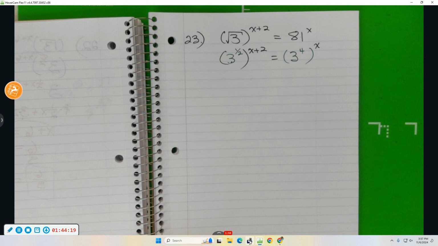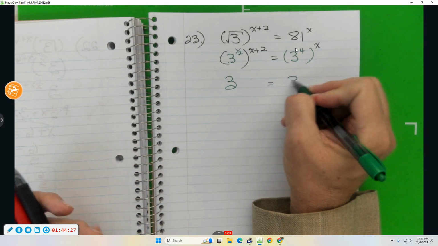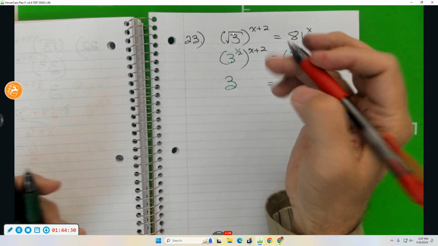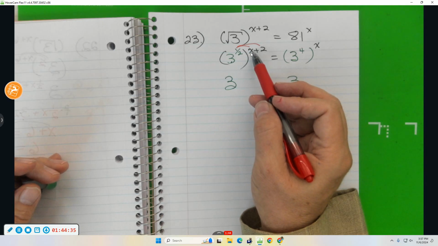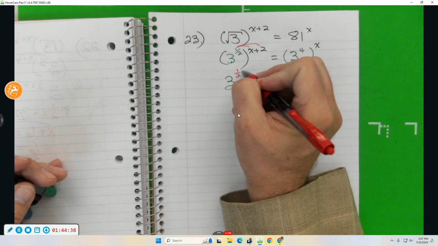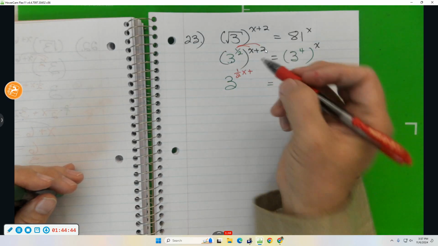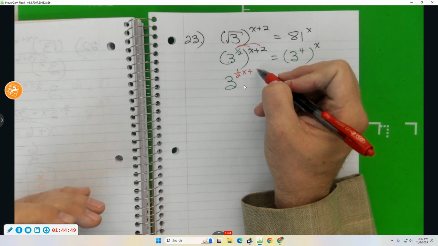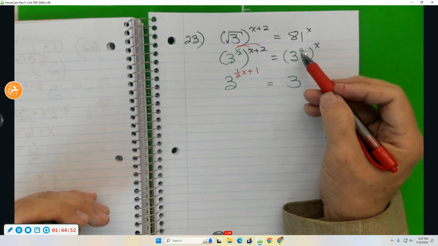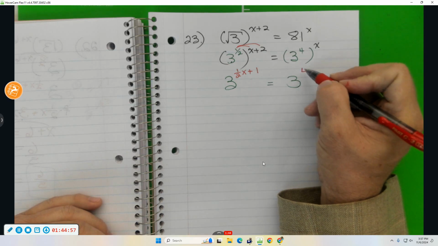And then what will we do? Here we go. We're distributing the 1/2 times the x plus 2. 1/2 times x is 1/2 x plus 1/2 times 2 gives me 1. Here, what are we going to have as our exponent? 4x.